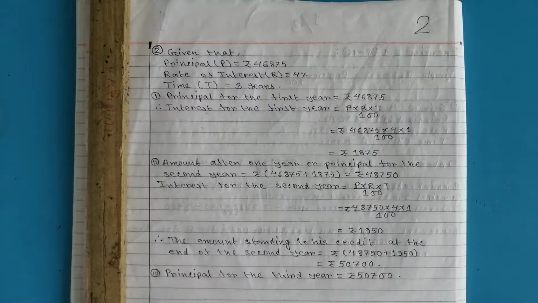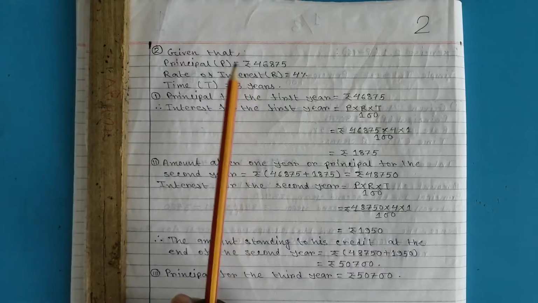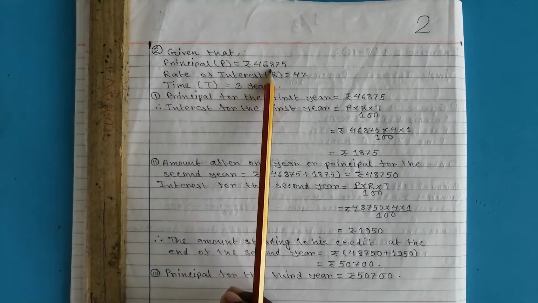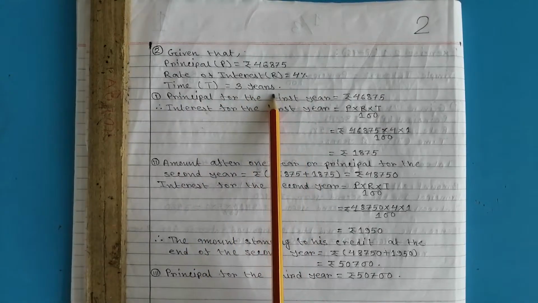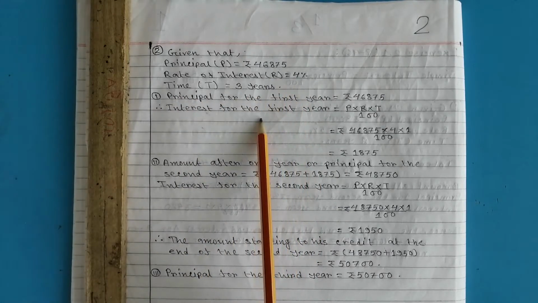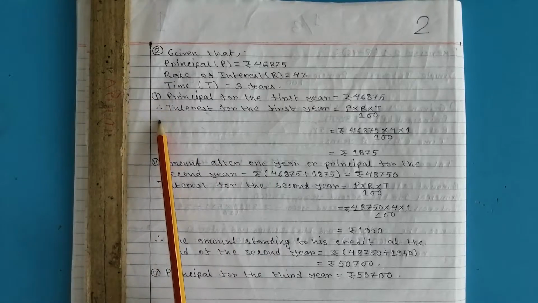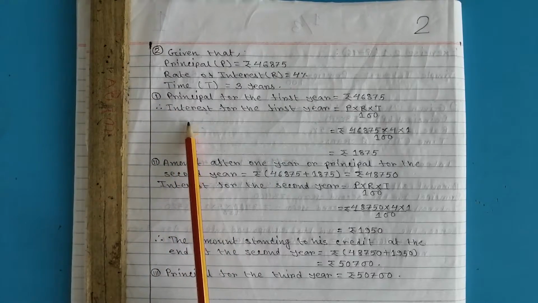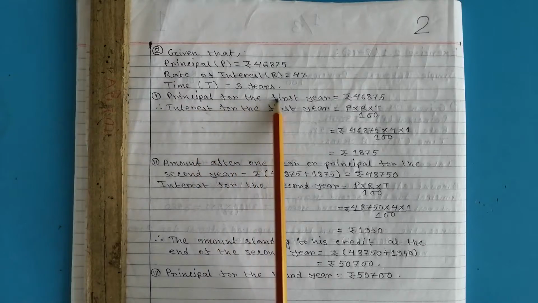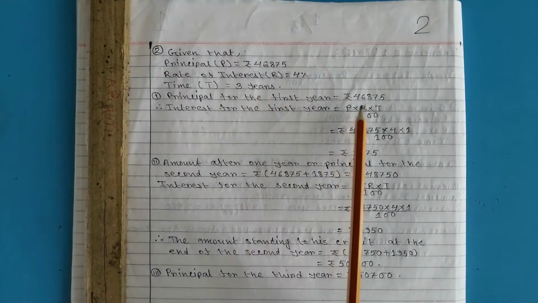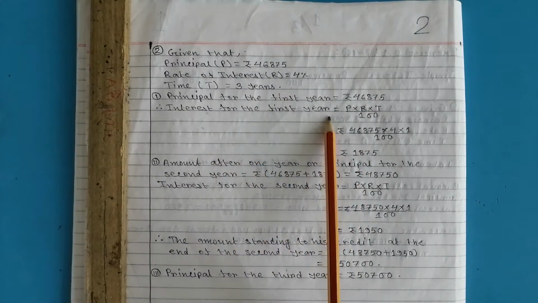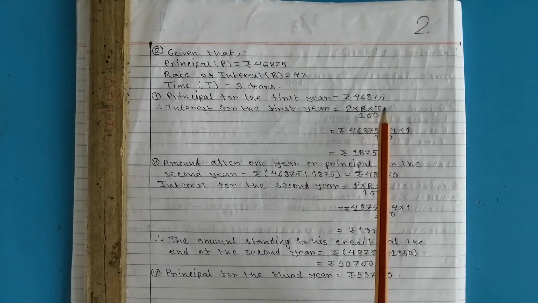The first question asks for the interest for the first year, so you have to calculate the interest for the first year. Given that the principal is 46,875, the rate of interest is 4%, and the time is 3 years. For the first year, the principal is this one, the rate of interest is the same, and the time will be 1 year. So the interest for the first year is P into R into T upon 100.